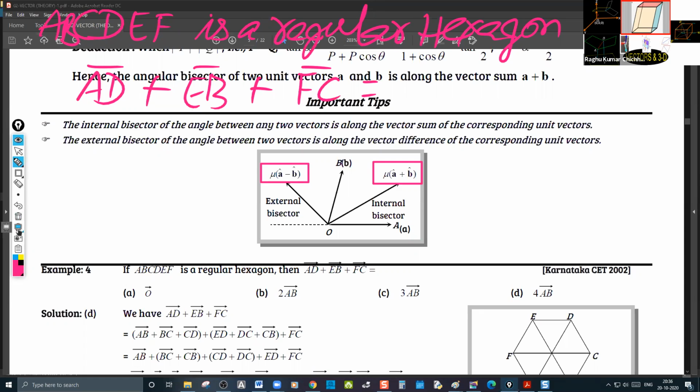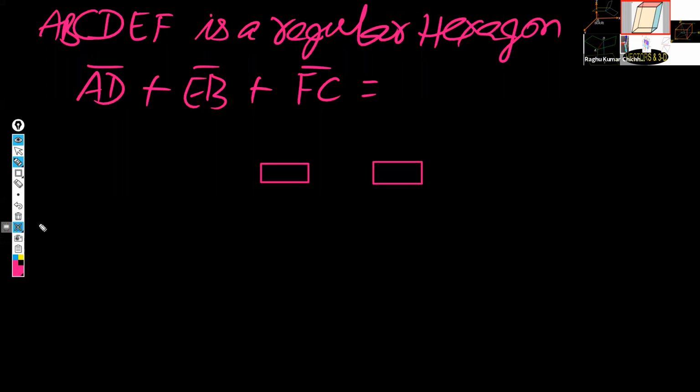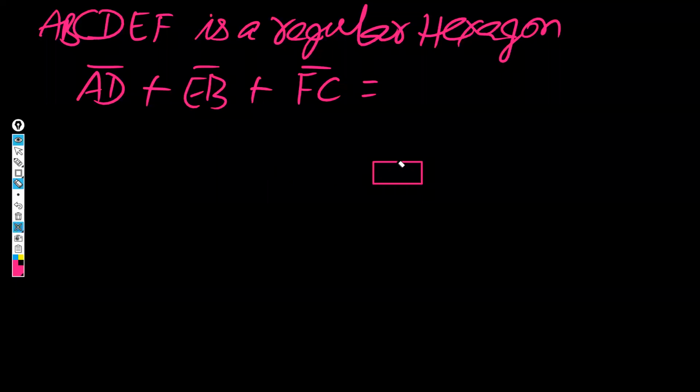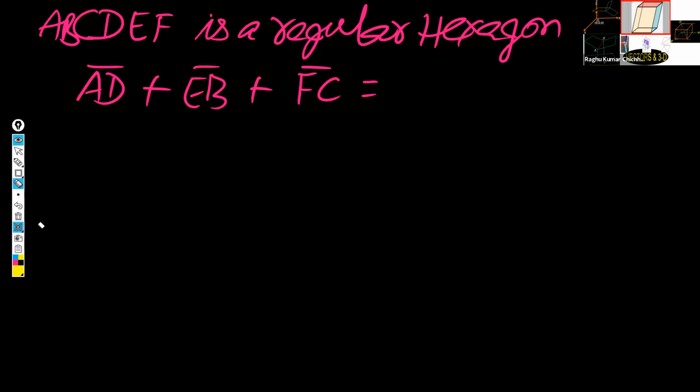Can you try this, please? Yes, sir, I'll try. I'll draw the diagram. I'll help you out with the diagram. Let us take ABCDEF as a regular hexagon, like this.